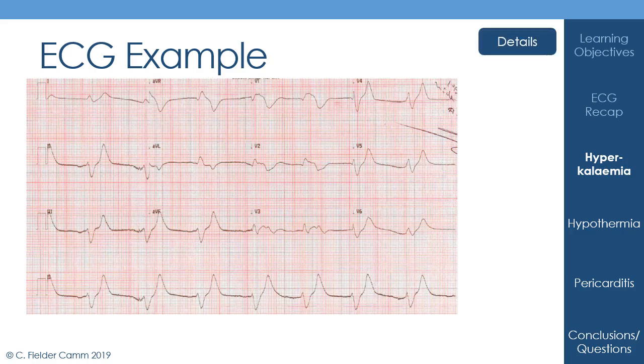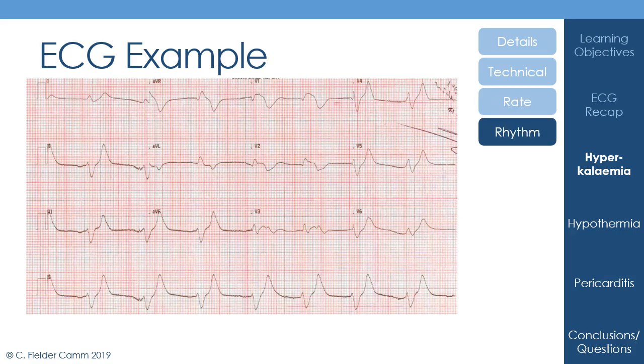All right, so no details available here, but you can see that the technical calibration appears to be normal. The heart rate, if anything, is probably slightly on the slow side, isn't it? Appears to be going at about 40 beats a minute. Rhythm, it appears to be regular, so the gaps between the QRS complexes appear to be the same. The axis appears to be somewhat abnormal here, doesn't it? So it appears that the QRS complex is upward in lead 1, but downgoing in lead 2. So that certainly points us towards a left axis deviation here.